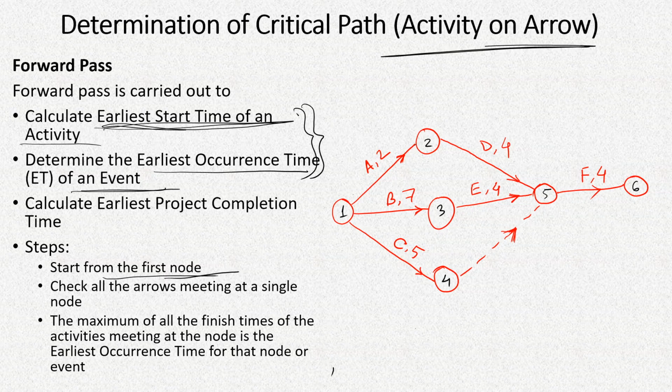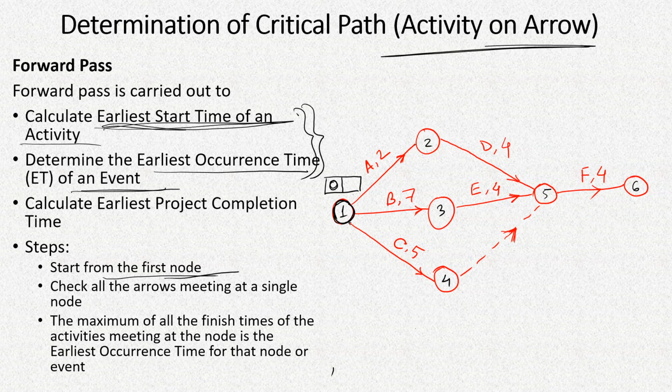Now let's start from first node and we'll draw these kind of boxes, and on the first box we'll write the starting time or earliest starting time of this activity, or the earliest occurrence time of this particular node, that is node 1. And definitely because it is the first node in the whole project, it will start from 0.